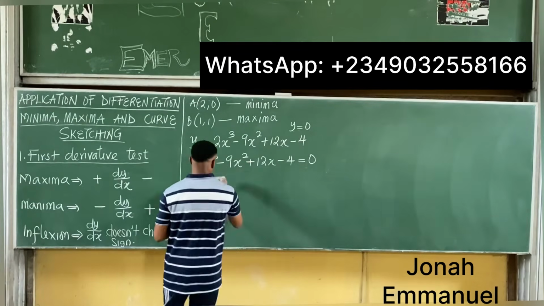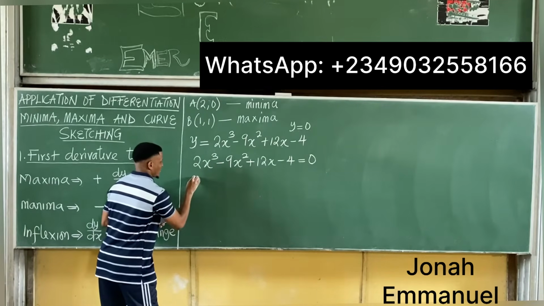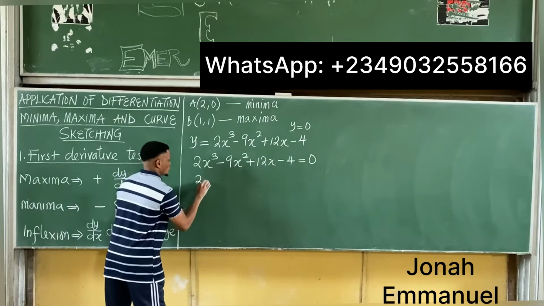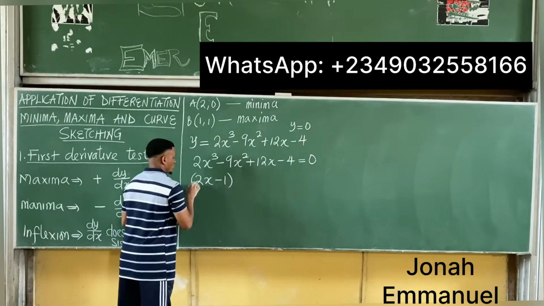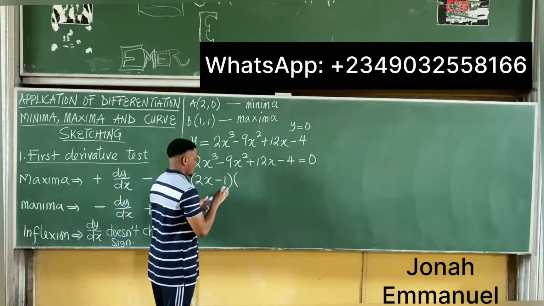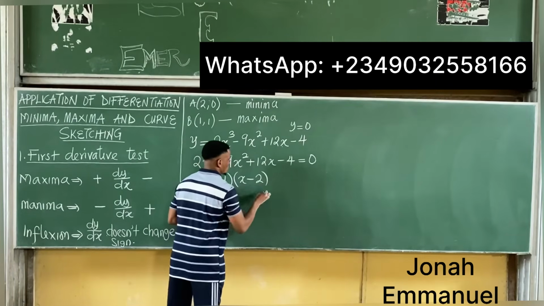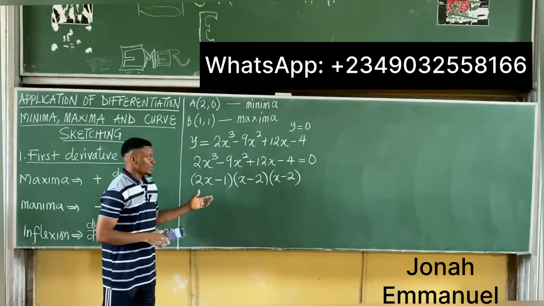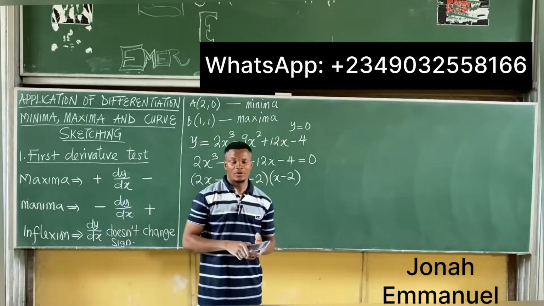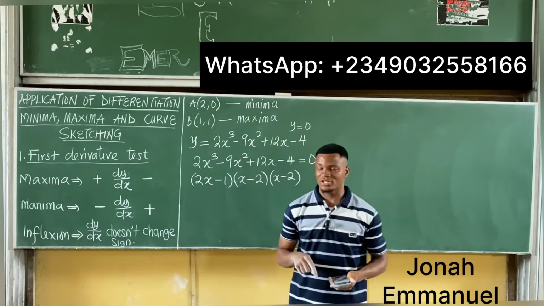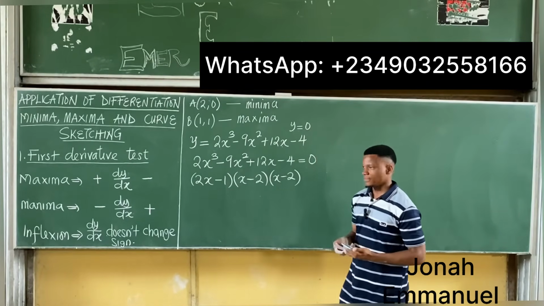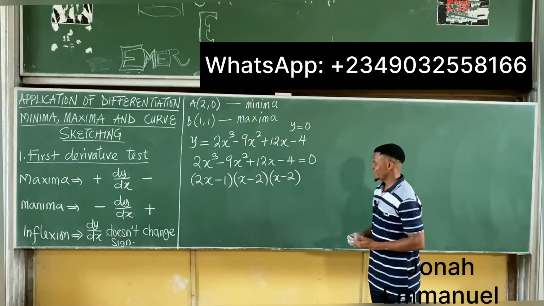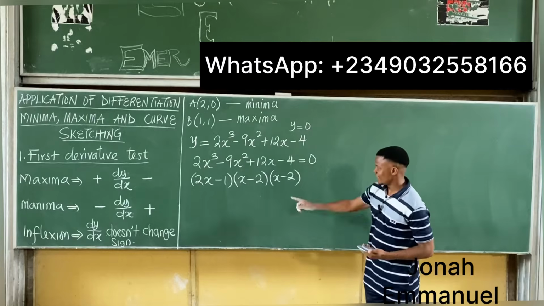so from here, one of my factors is 2x minus 1. The other factor is x minus 2. The third factor is x minus 2. I'll show you how I got this using a calculator in the description of this video, so just check the description and you'll see how I got this. Okay, this is how to show working on how I got this.